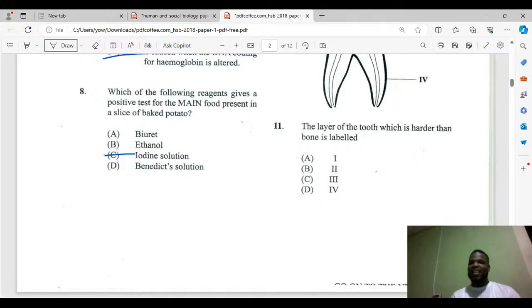We covered Benedict already. Benedict solution is a reducing sugar test, which we did in our previous paper, and I was asked to talk about brick red and all of these things. Well, what does biuret test for again? Just testing y'all, let's test your memory. What does biuret test for again?